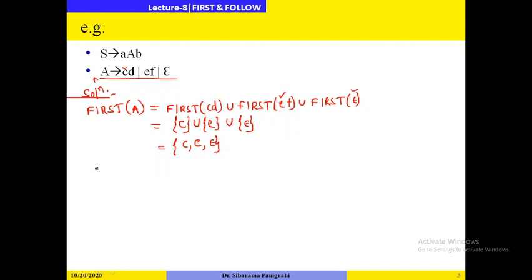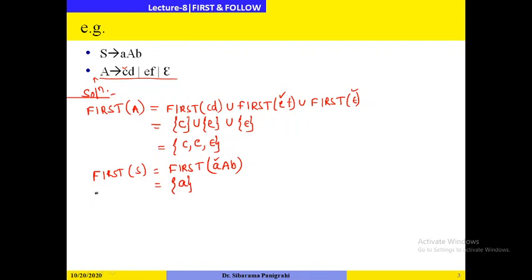Next let me compute the First of S. First of S is nothing but First of AB. Here you see it started with a terminal. So you will have the terminal as the First of S. I hope all of you have understood it.